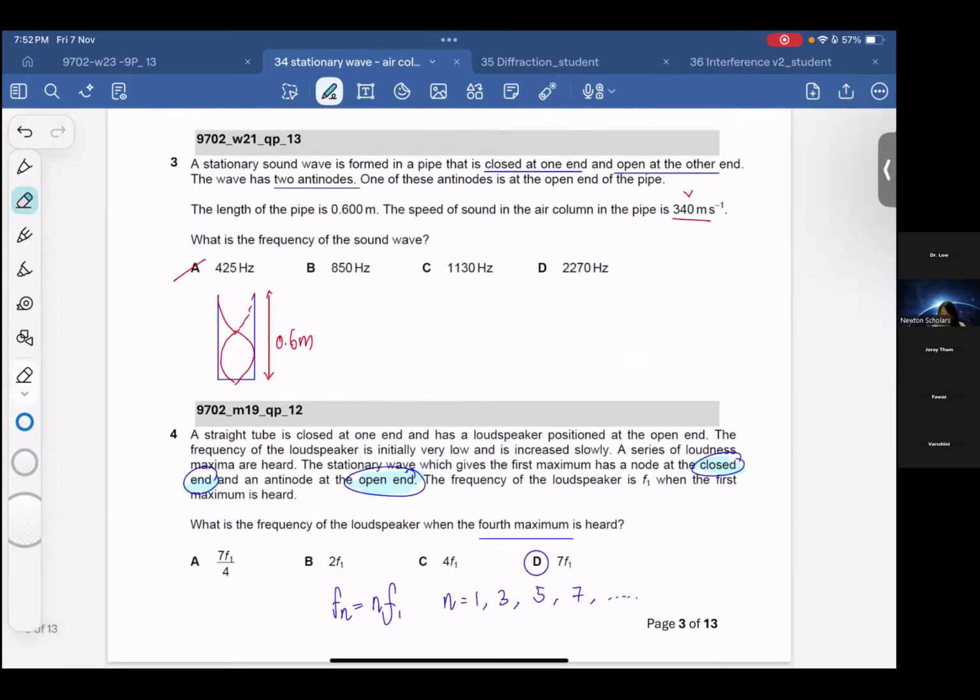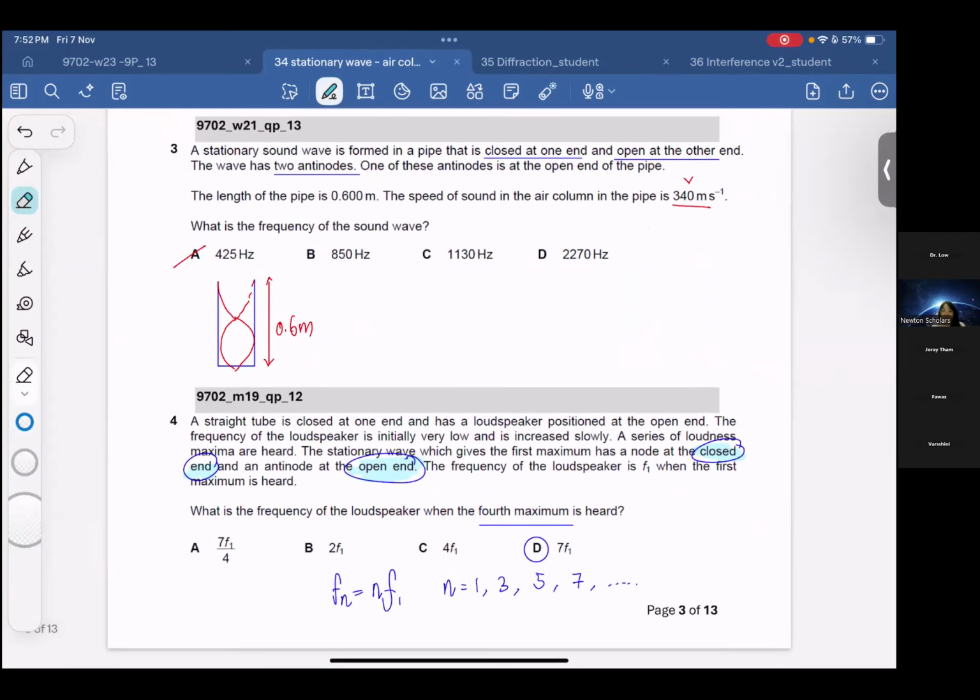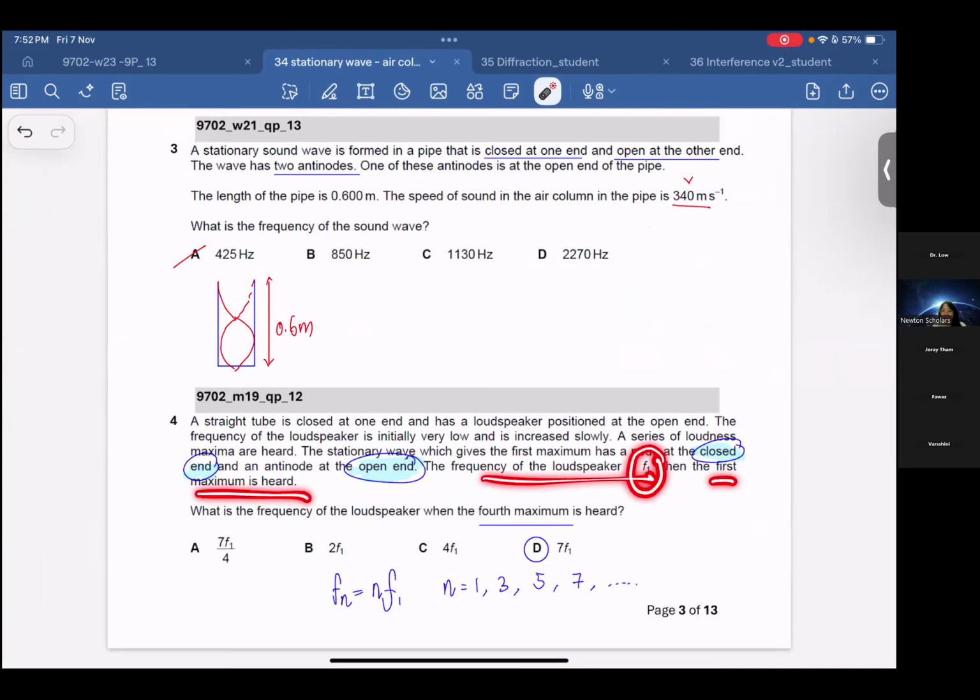So here, 7F0 is the correct answer. But why not write F0? Because here they're giving you F1. They say the first maxima sound can be heard. This one is F1, they label F1. Just now our note is labeled F0, but it doesn't matter, it's just a symbol. Okay, for question number 4, is it okay? Fawao, is it okay? Okay, so we go to your next question, dear. Only Fawao okay? The rest of you okay? Can we proceed?